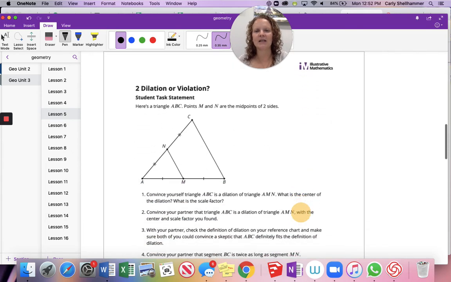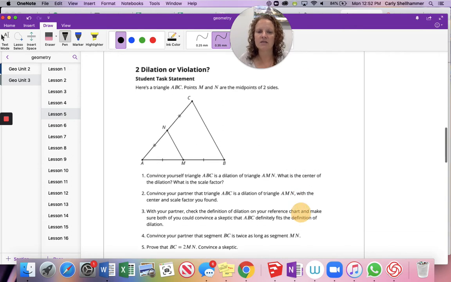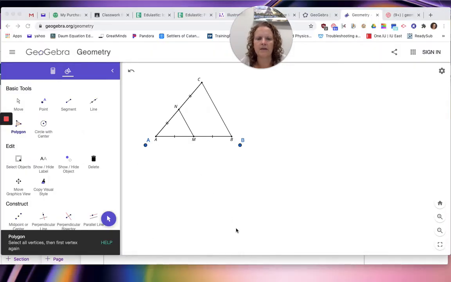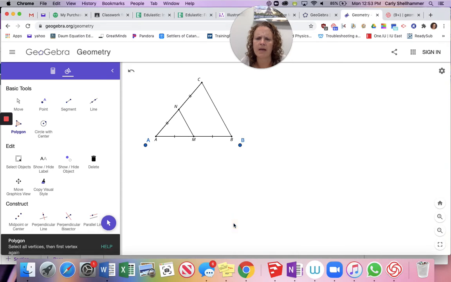All right, so dilation or violation. Here's a triangle ABC. Points M and N are the midpoints of the 2 sides, and we see that because of the double tick marks and the single tick marks. So convince yourself that triangle ABC is a dilation of triangle AMN. What is the center of dilation and what is the scale factor? So let's look at it. I just copied that figure over from our curriculum.